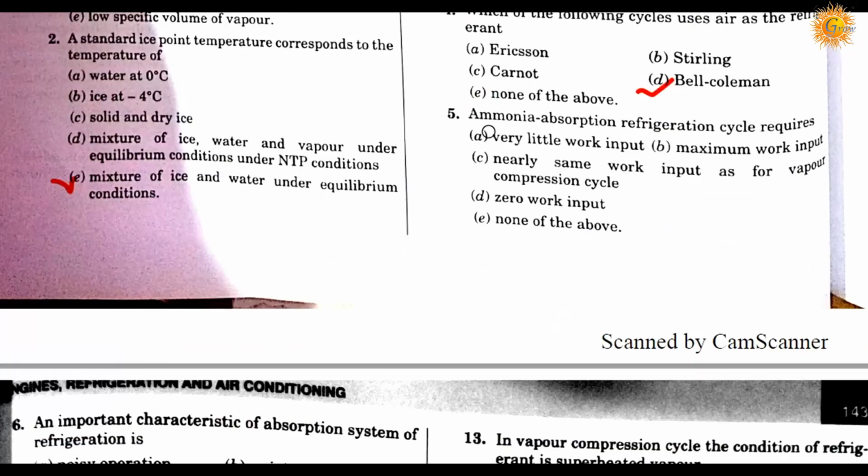Question number 5. Ammonia absorption refrigeration cycle requires option A, very little work input, option B, maximum work input, option C, nearly same work input as for vapor compression cycle, option D, zero work input, option E, none of the above. So the correct answer is A. It will be very little work input.